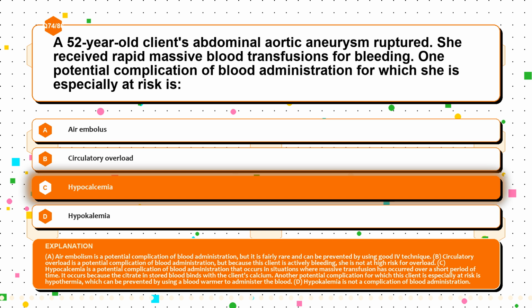C. Hypocalcemia is a potential complication of blood administration that occurs in situations where massive transfusion has occurred over a short period of time. It occurs because the citrate in stored blood binds with the client's calcium. Another potential complication for which this client is especially at risk is hypothermia, which can be prevented by using a blood warmer to administer the blood. D. Hypokalemia is not a complication of blood administration.